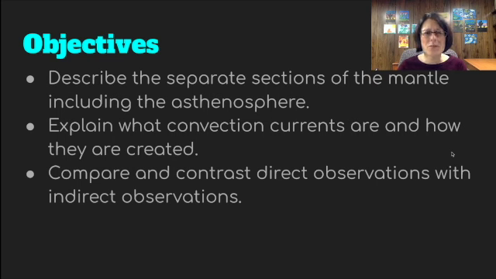So, our objectives were to describe the separate sections of the mantle, including the asthenosphere. So, we saw that the mantle is pretty complex. There are different parts to it. Explain what convection currents are and how they are created due to heating and density differences. Remember, as we go further towards the middle of the Earth, it becomes denser in the middle than it is on the outside. And to compare and contrast direct observations with indirect observations. So don't forget your 5 questions.